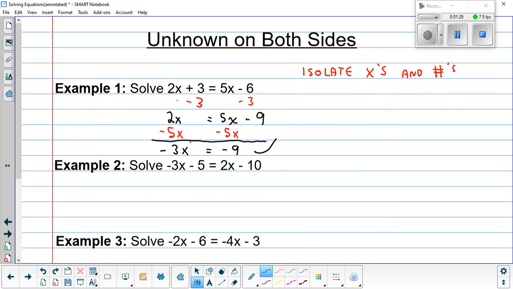So I'm going to just bring this up here. So negative 3x is equal to negative 9. Then my last step, we know we have to divide by our coefficient, which is negative 3, not negative 3x. So divide both sides by that negative 3, and we're going to find that our x is then equal to 3.